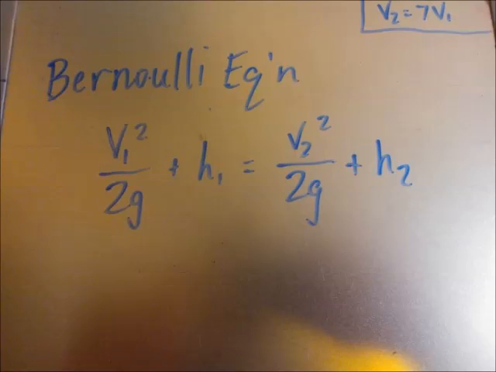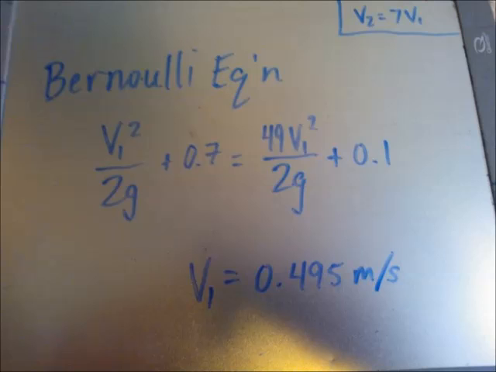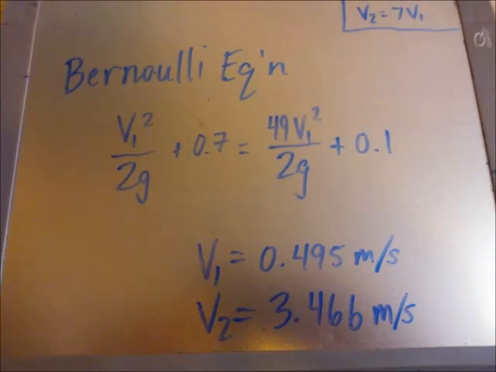We have the Bernoulli equation now, which since we are going to take along a streamline at the top of the flow, we have a gauge pressure of 0. So we have V1 squared over 2g plus H1 equal to V2 squared over 2g plus H2. We'll sub in a few values here, including the 7V1 for V2. So we square that, it becomes 49V1 squared. And then solving this through gives us V1 equals 0.495 meters per second, and V2 equals 3.466 meters per second.